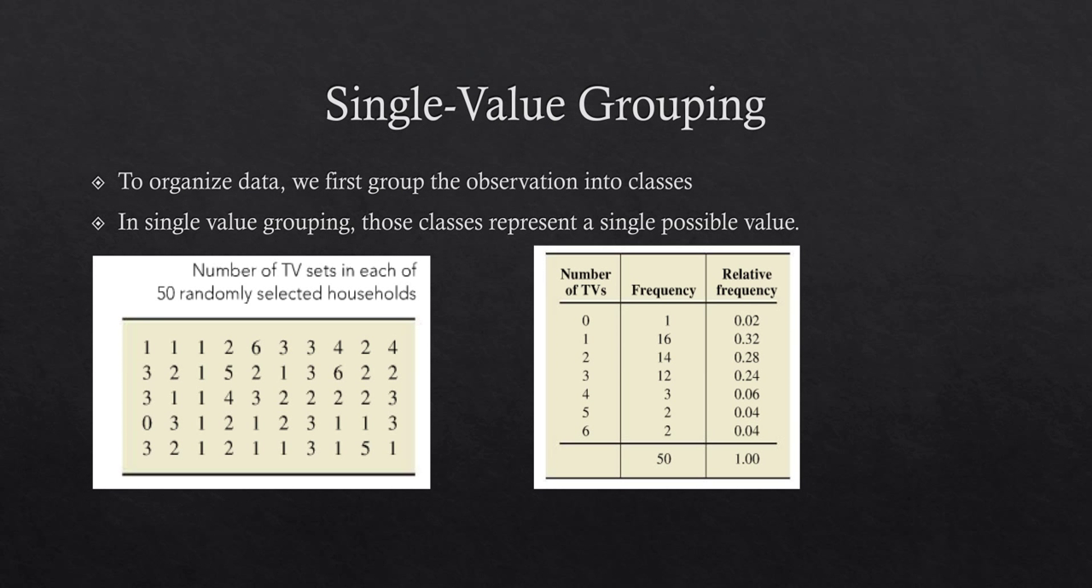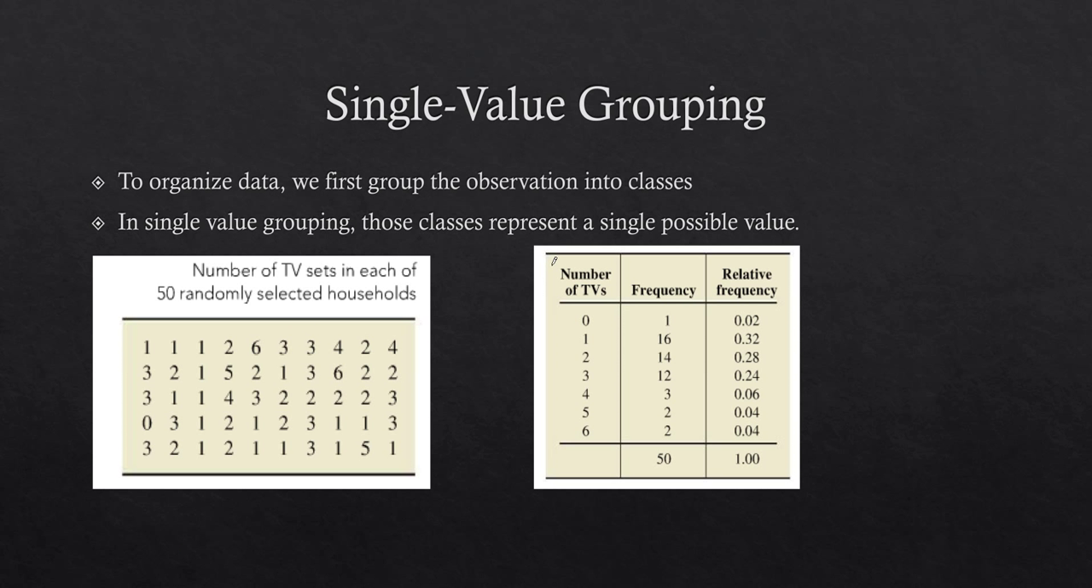So we're going to have three groups, and the first one we're going to get started with is called single value grouping. So to organize data, we first group the observations into classes. So it's very easy to recognize here because this is single values. If you look right here at our numbers, these are our classes. Our classes here will range in the 0 to 6 range.